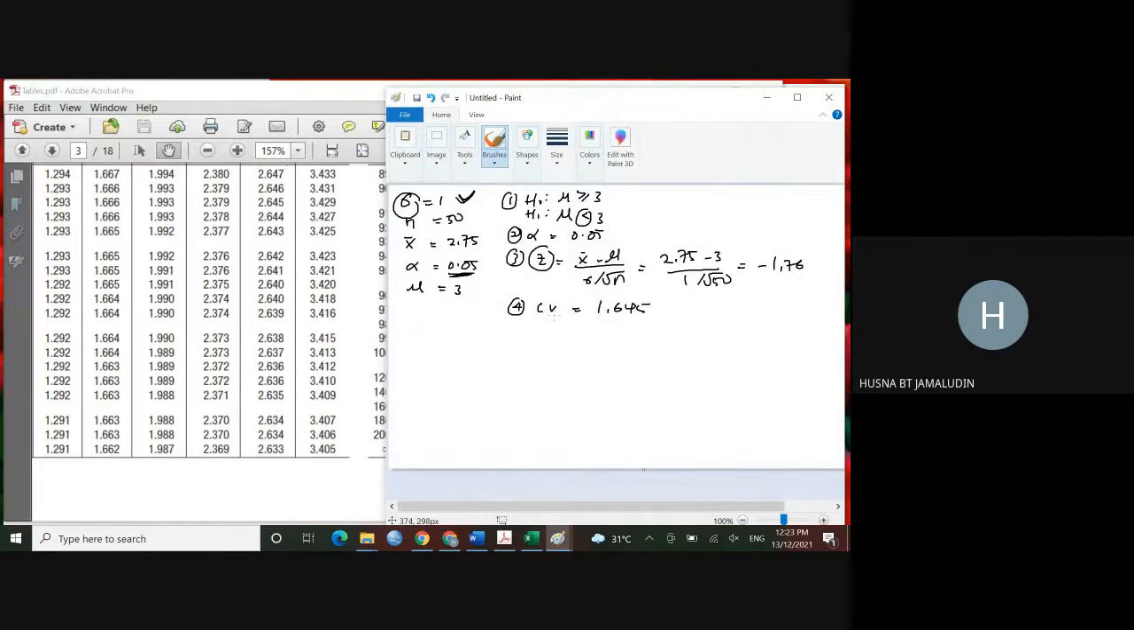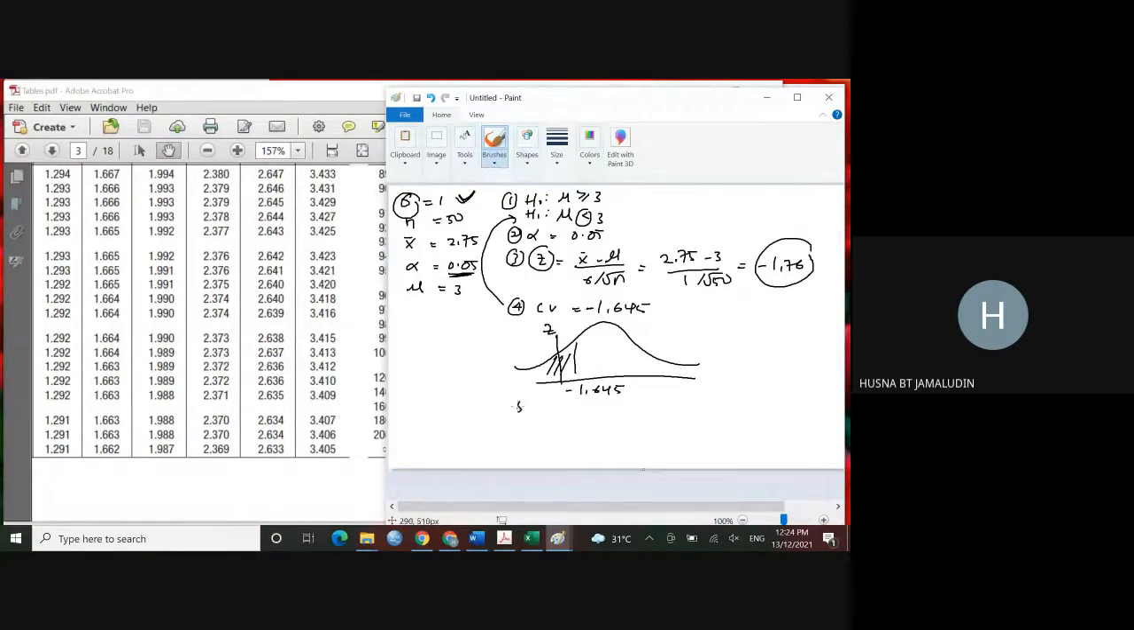Remember, before you draw a diagram, what is the sign of your CV? Is it positive? Check your H1. This is less. So it should be negative. So you can just write your diagram if you want to. So this is your negative 1.645. So where is this Z value? Is it inside or outside? Inside. It should be inside, right? Some of them write outside because they see this is 1.6 and then next 1.7. It should be inside. Okay, this is your Z.